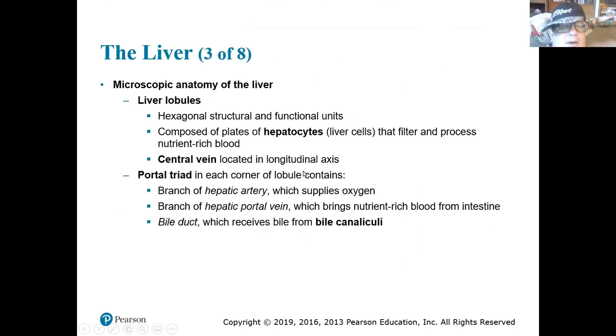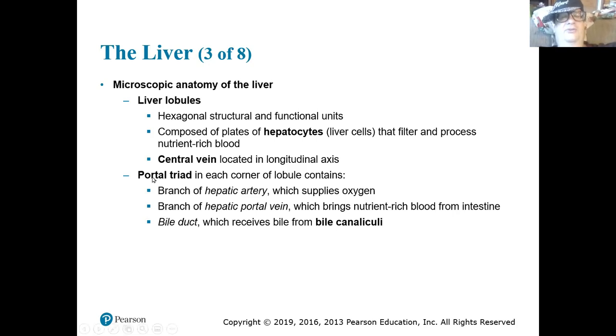All right. Microscopic anatomy of the liver. The liver lobes are divided into lobules, which are shaped like a honeycomb. They're little hexagons composed of plates of hepatocytes. What that means is sheets almost of liver cells, hepatocytes, and they filter and process the blood.